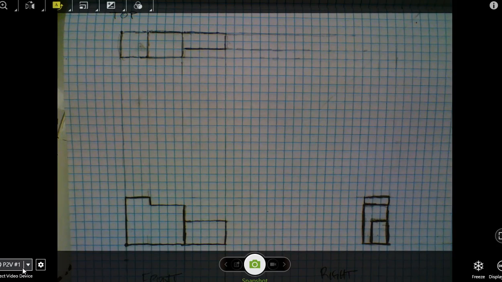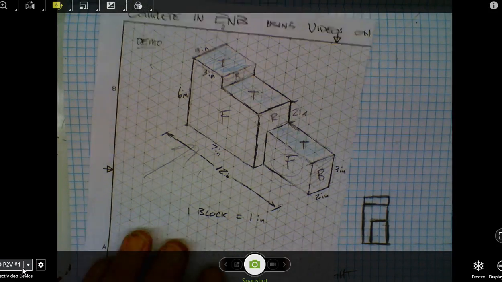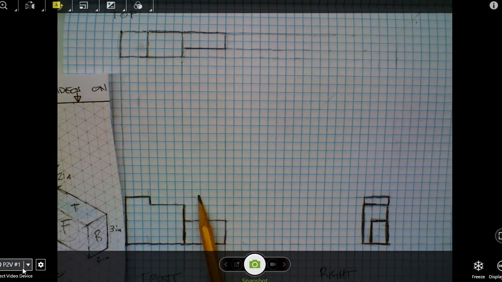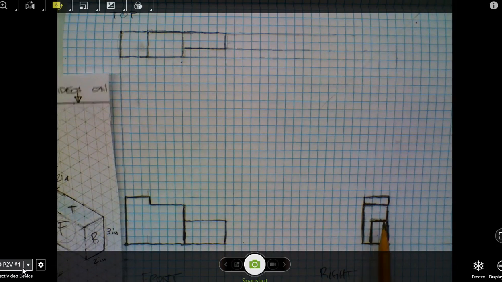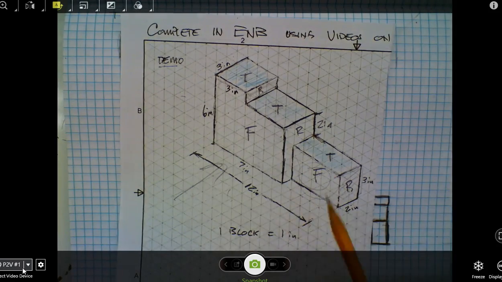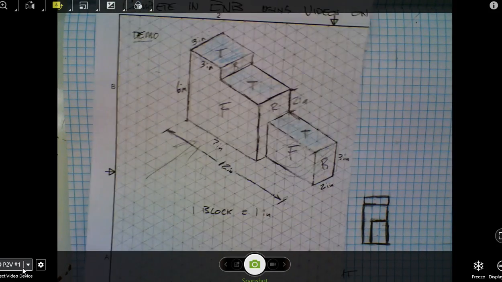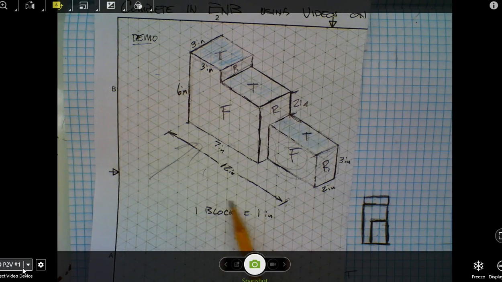So we're going to work on dimensioning our drawing now that we've got the three views of the shape done. Let's see. Here we go. So we have three views of that. Top, front, and right of this shape. Now we have to get these numbers in here. We've got to describe to somebody who's looking at this how big each of these are. So remember, keeping in mind also that one block is 1 inch.